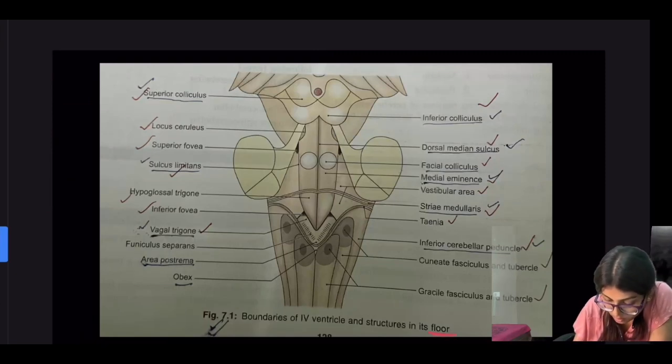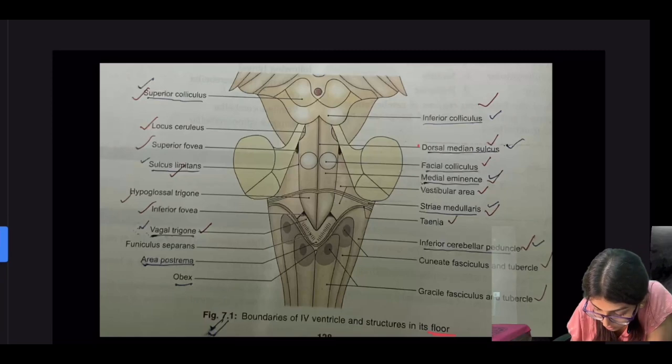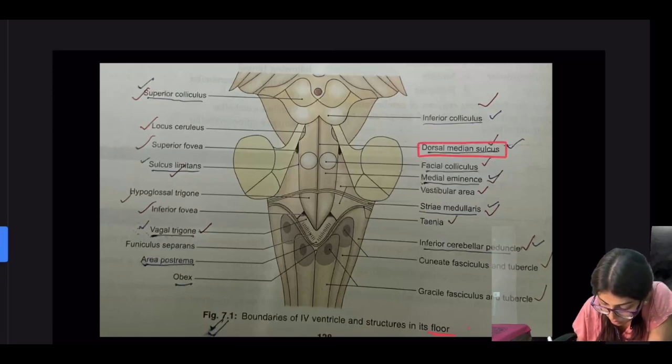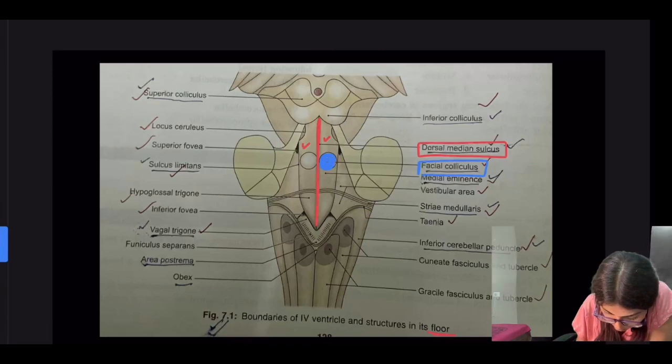So first, there is a dorsal median sulcus which divides the floor of the ventricle into two parts. This is our dorsal median sulcus. It divides the floor of the ventricle into two parts, the first part and the second part. Now we have the facial colliculus. This is our facial colliculus. It is a round elevation.